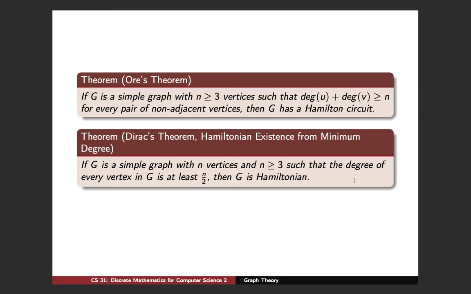So let's move to the next theorem, Dirac's theorem. If G is a simple graph with n vertices and the number of vertices is at least 3, such that the degree of every vertex in G is at least half the number of vertices, then G is Hamiltonian. So ito, madali itong ma-prove using Ore's theorem. So, kung lahat ng vertex ang degree ay at least n over 2, then for all vertices u and v, degree of u plus degree of v will be at least n.